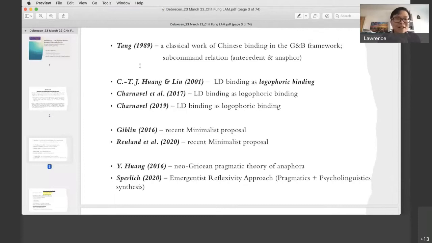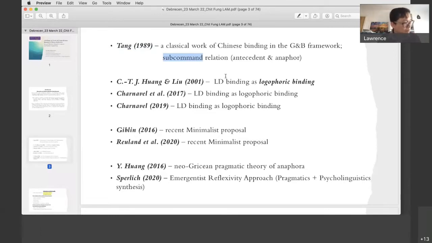So usually when we ask Chinese linguists who do research on Chinese reflexives which one is the earliest paper, I think Tang, 1989, would always come to our mind because it's a very classical work in the government and binding framework. At that time, they used the movement-based approach at LF, which I will talk about a little more later today. Tang also identified a property called the subcommand relation, which turns out to be quite special in Chinese in comparison to other languages.